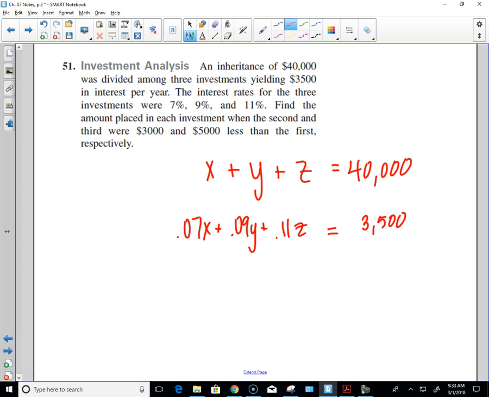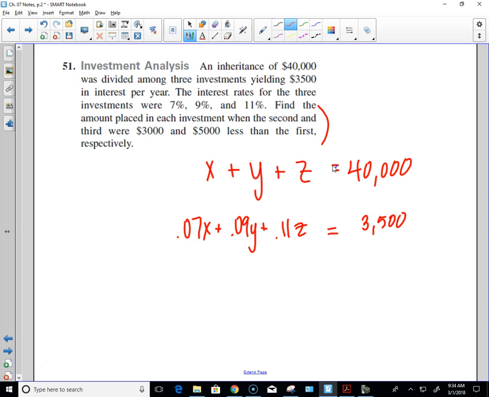Oh, wait a minute. Hold on. That's only 2 equations. Z equals a. I've used these clues. What haven't I used? Find the amount placed. Each investment for the second and third were 3,000 and 5,000 less than the first, respectively. That's like 2 separate clues, isn't it?